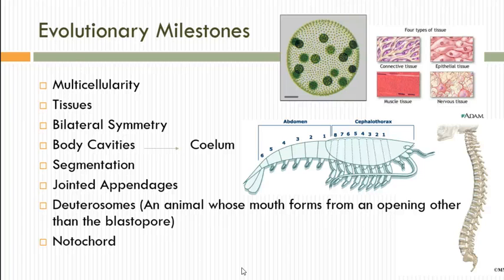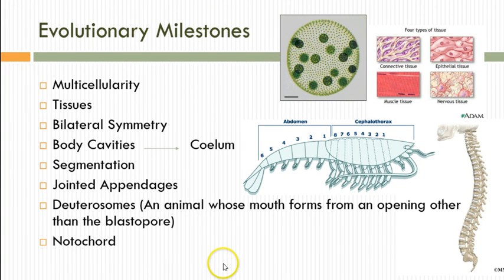Now, some of the evolutionary milestones that you need to understand are really important, and some we've already talked about. We talked about multicellularity, tissues, bilateral symmetry, body cavities, and we're going to take the body cavities one step further, and that's into the coelom. The coelom is a body cavity in between the mesoderm and the endoderm, the gut, that arises from gastrulation. Okay, and that was something that we talked about.